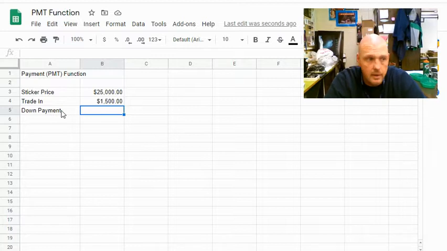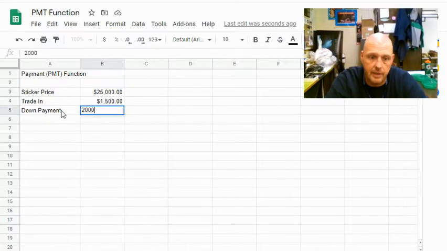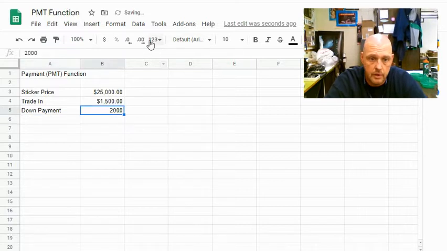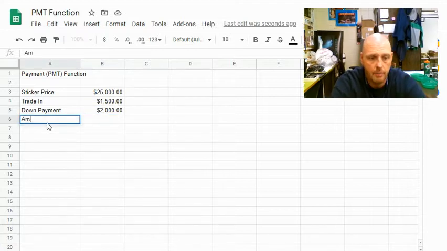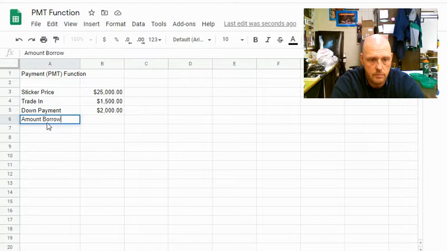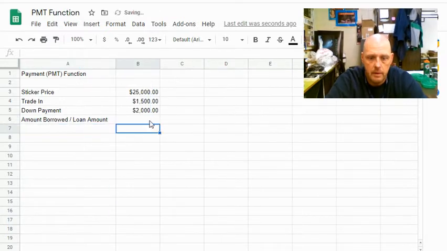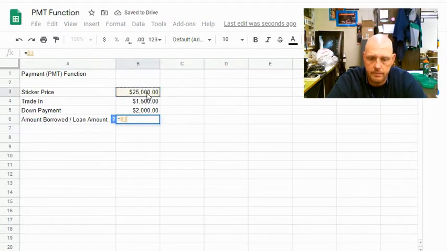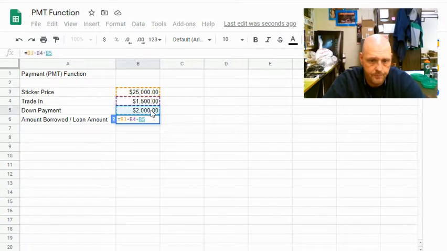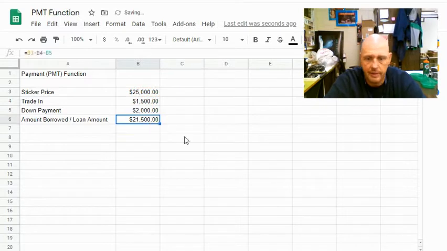Or maybe I have $2,000 sitting in my savings account that I'm going to use as a down payment to buy this vehicle. So the amount borrowed, the loan amount, is the difference between these three numbers, right? Take the sticker price of the vehicle, subtract the trade-in, subtract the down payment. I'm going to borrow $21,500 to buy this car.